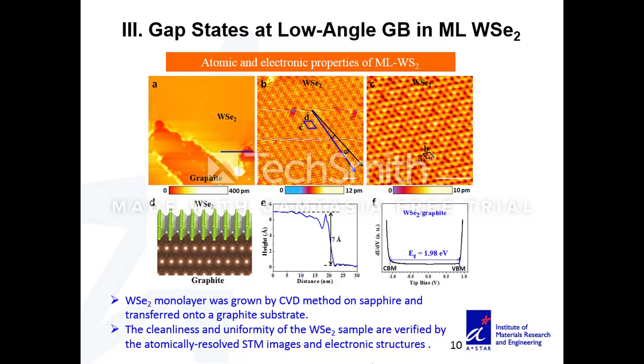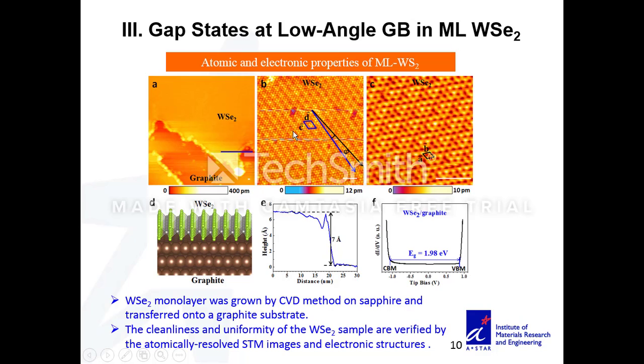The second example is monolayer tungsten diselenide. And here the sample preparation is a little bit different from the first one. For the first one, the sample was grown directly on graphite, and this sample is grown on sapphire first and then transferred to a graphite substrate for SPM measurement. So we also need to verify the cleanness and uniformity of this sample first. And from this atomic resolution image and also the STS, we see the quality is still quite high.